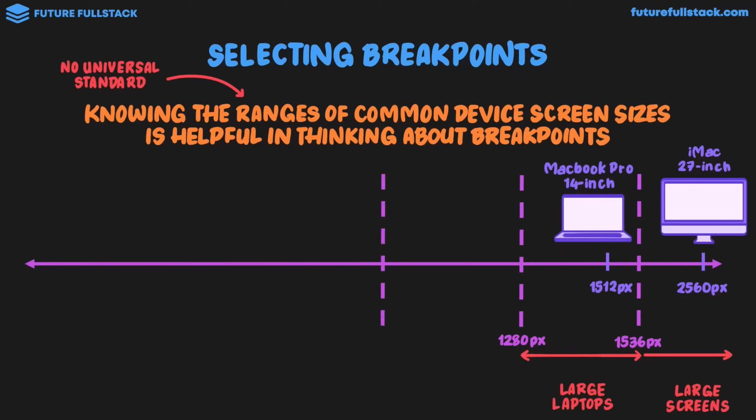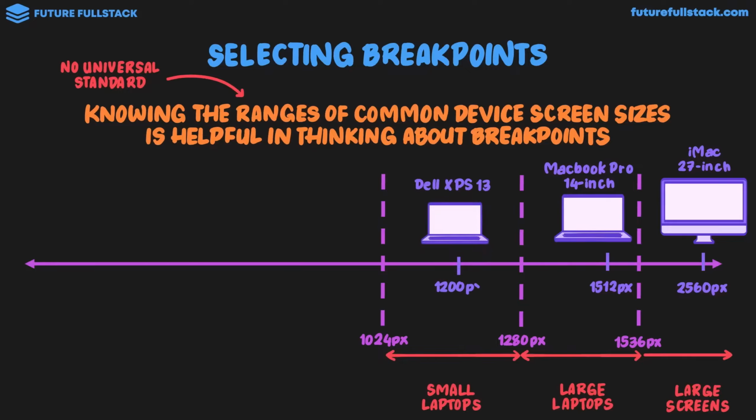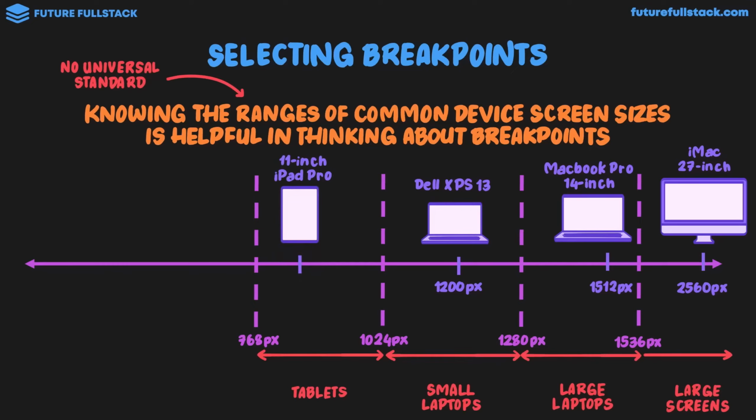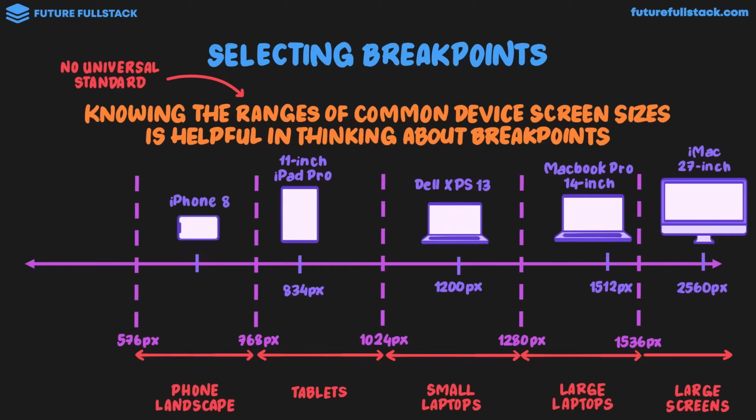The next pixel value I'd like to look at is 1024 pixels, and this range is where our small laptops live. An example of a small laptop is a Dell XPS 13, which has a screen width of 1200 pixels. The next pixel value we're going to look at is 768 pixels, and this range contains our tablets. An example tablet is the 11-inch iPad Pro in portrait view. This has a screen width of 834 pixels. The last value we're going to look at is 576 pixels. Inside this range, we have phones in landscape. An example device is the iPhone 8 in landscape, which has a width of 667 pixels.